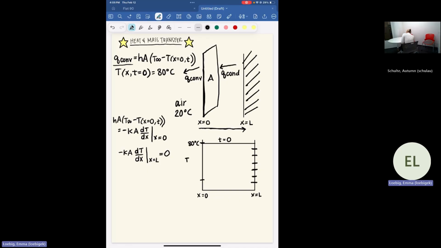Over here, we can mark this as a temperature of 20 degrees Celsius. We know that gradually over time, the temperature of this surface and the temperature of the air are going to become more and more alike. Therefore, at time is equal to infinity, they are the same. So we can say that this temperature gradient is 0 at time is equal to infinity.